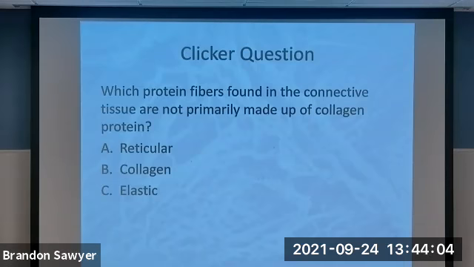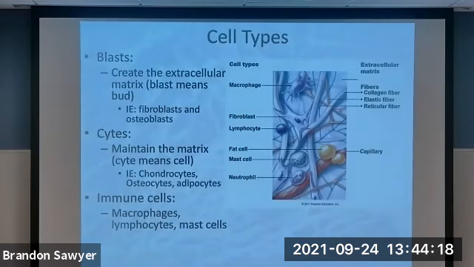Let's see what you guys said. 98% of you said C, the elastic fibers, because the primary protein in there is elastin, whereas the primary protein in the other ones is collagen. So those are the 3 primary protein fibers we find in connective tissue. But then there are the different cells. There's some nomenclature here that's important to wrap your head around, because you'll see these prefixes and suffixes show up all throughout the rest of the class.